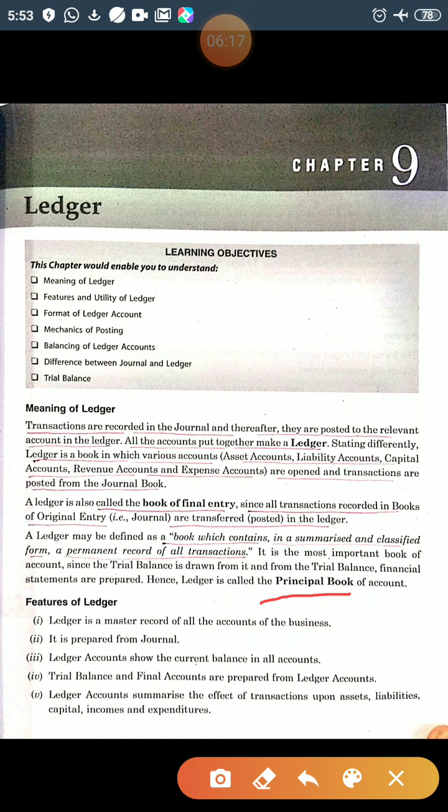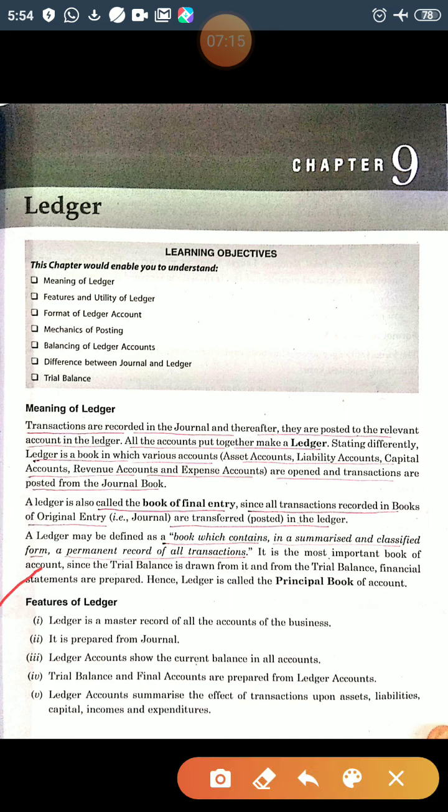It's a very important book because on the basis of this book we prepare trial balance and financial statements, which ultimately give us knowledge about the net profit or net loss or financial position of the business. So ledger is a principal book, whereas journal we have studied is known as original book of entry. Ledger is also known as book of final entry because when the transaction enters in the books of account, finally what is its balance or what happened to that account is decided by ledger. So ledger is also known as book of final entry, and at the same time it is also known as principal book.